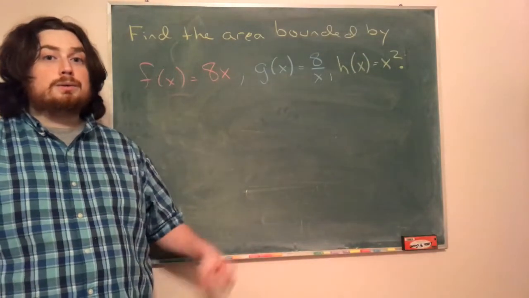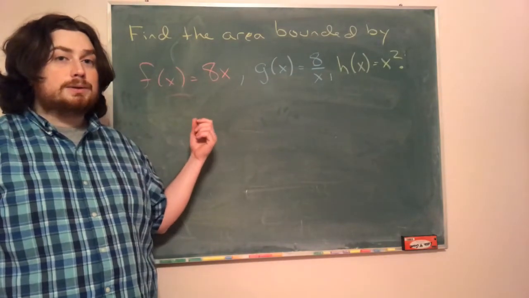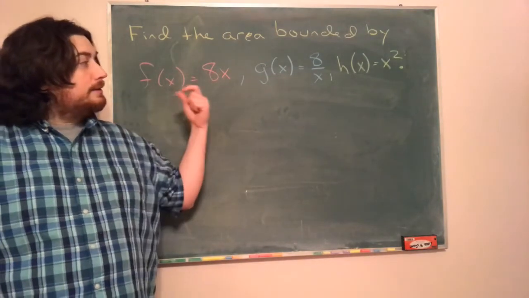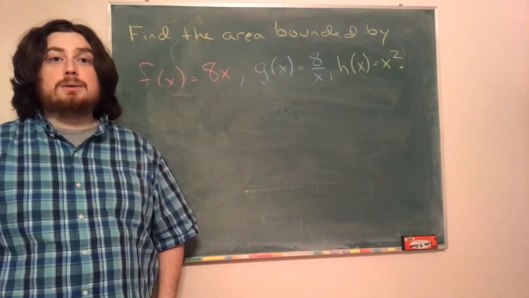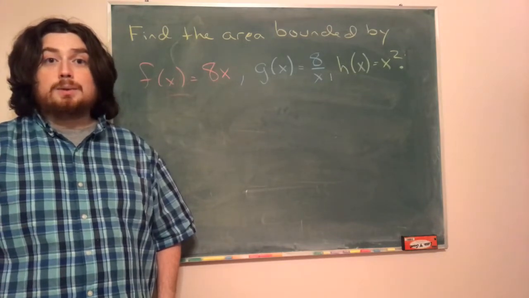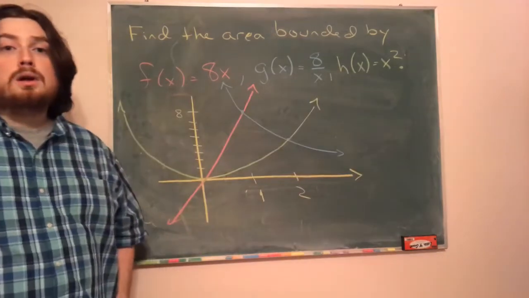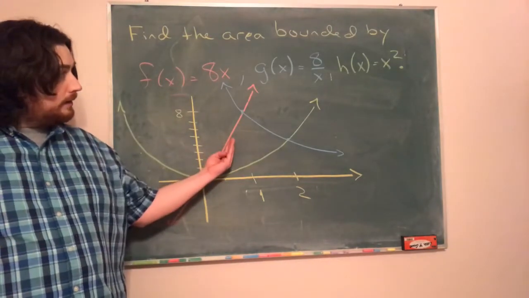Today we're going to solve this problem where we find the area bounded by the functions f of x is 8x, g of x is 8 over x, and h of x is x squared. In order to solve this, the first thing we should do is graph the three functions and determine what region we're talking about.